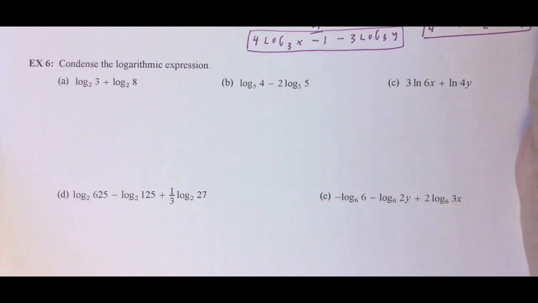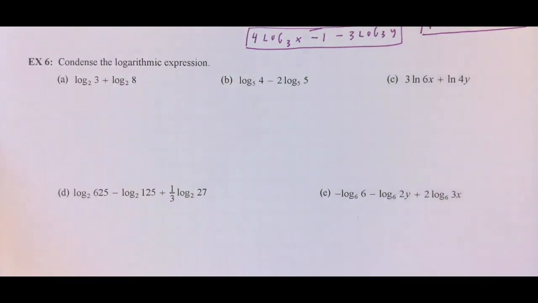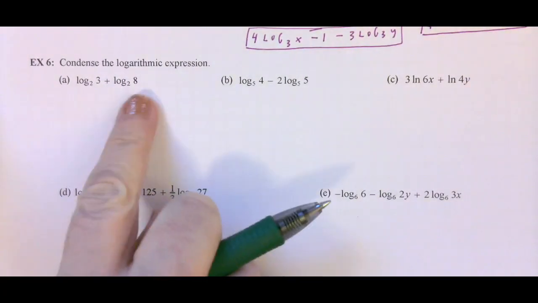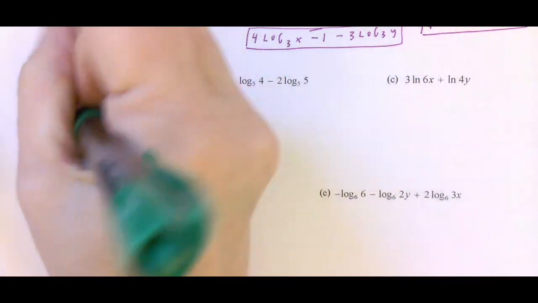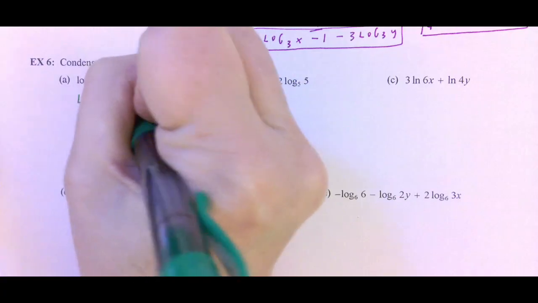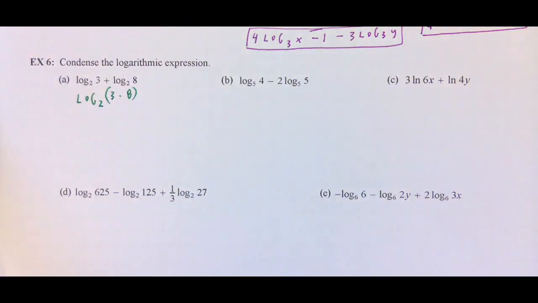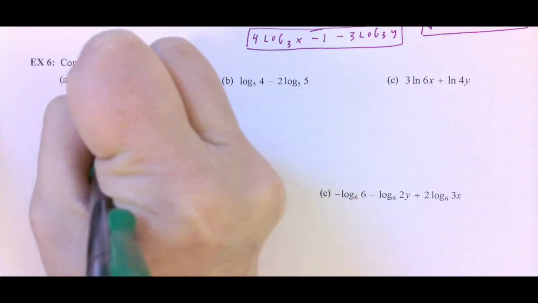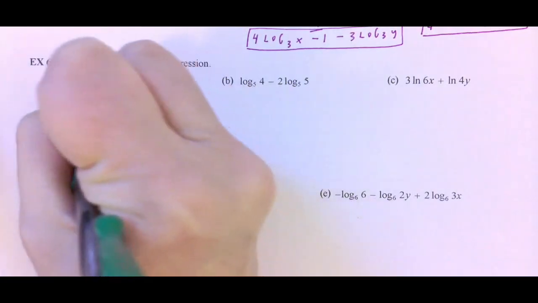Okay, lastly, can you condense? Can you pack it all into one log? So here we see that we have addition. So we take those two arguments and we multiply them. So I'm going to end up with log base 2 of 24.